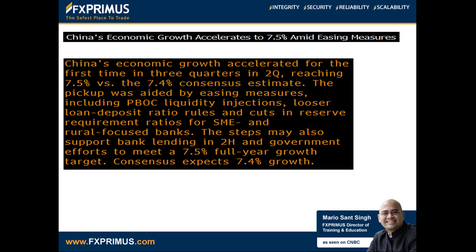Also, they cut the reserve requirement ratio for SME and rural focused banks. All these things will carry on in the second half of the year. Otherwise, they cannot achieve the 7.5% full year growth target, right? We heard Premier Li Keqiang mention it at least 2 times. One time was in London, the other time, I forgot where, but it was also recently. He mentioned that the growth target for China is still, actually, the word from his mouth was 7.5%. It's not about 7.5%, it's 7.5%. But the local media after that, like Xinhua, also mentioned that it's about 7.5%.